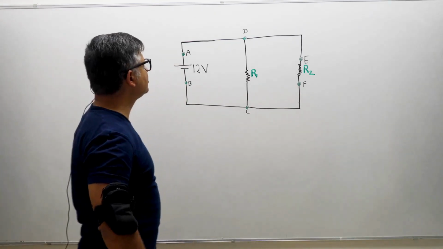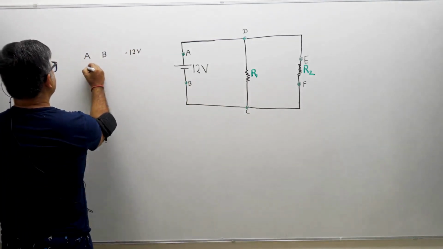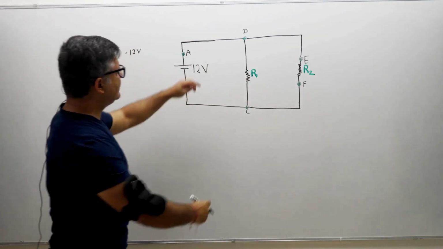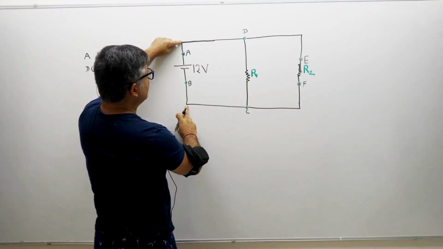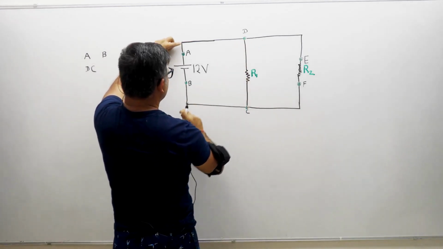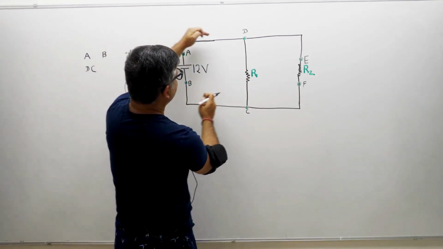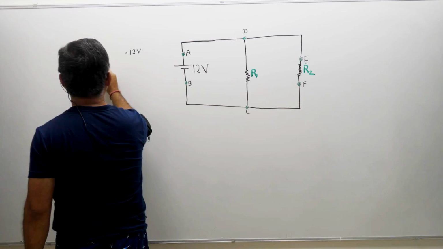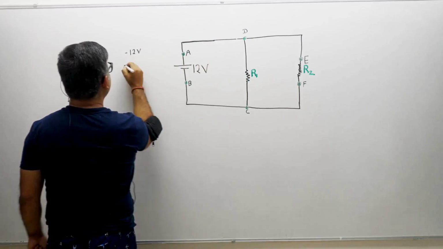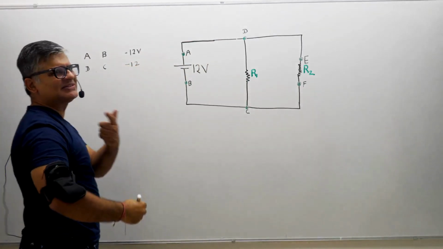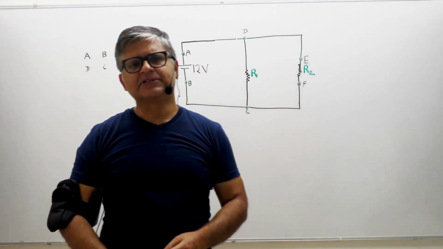Let's talk about the potential drop across D and C. I'm picking up very simple examples. D and C are connected parallel to the battery. This is a parallel resistance to the battery, so the battery is providing it 12 volt potential. So for D and C, again, the drop is going to be minus 12 volts. I am using the terminology of Kirchhoff's voltage law for a while to make your life slightly simple.